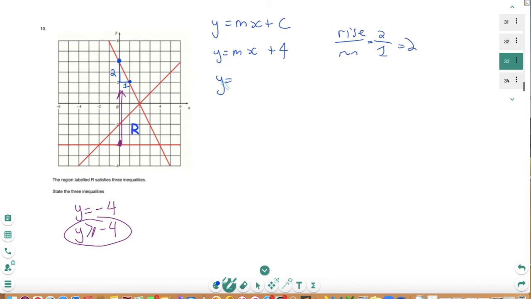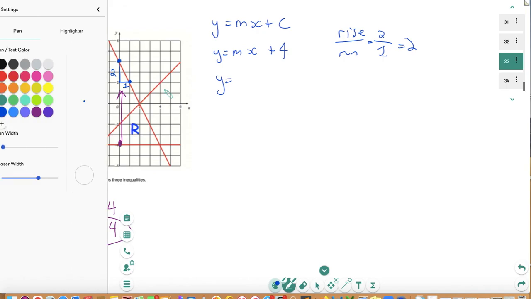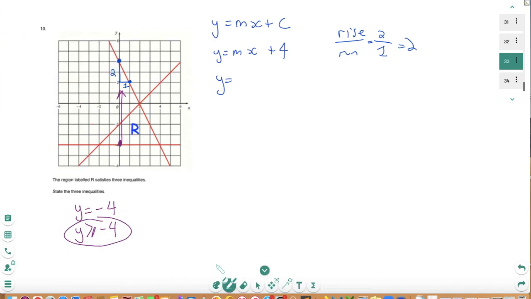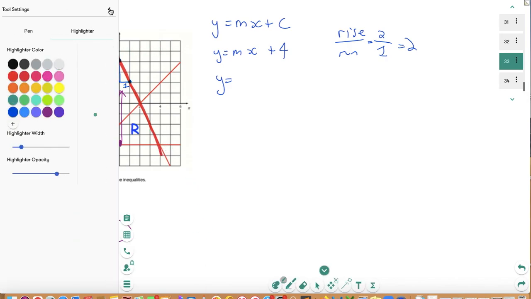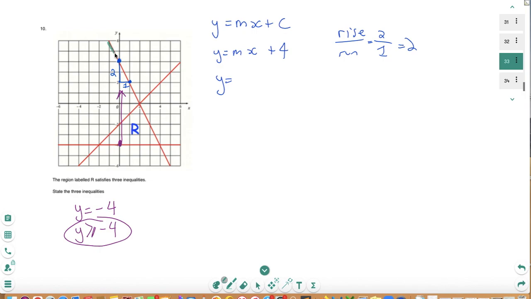Y is equal to, and now, since the line is sloping downhill, it's got a negative gradient, okay? So it's actually -2. So y is equal to, not 2, but -2x plus 4. And that's our equation for this line over here. So this line here has an equation of y equals -2x plus 4.